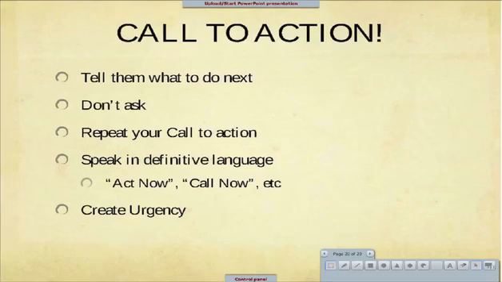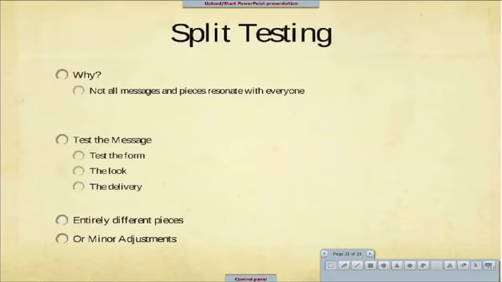And then again, we're going to touch on all of this in another webinar in a little more detail. So I'm just going to fly through this real quick. Split testing. Why should you do it? Not all messages, not all pieces resonate with everyone. And you really want to find out what works. What you think might work might not be the thing that actually works best in the field.